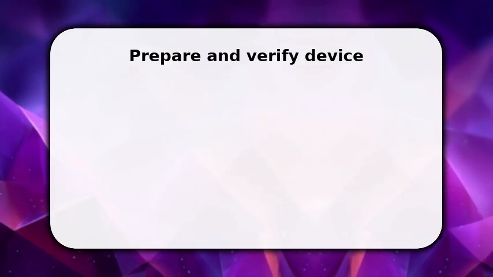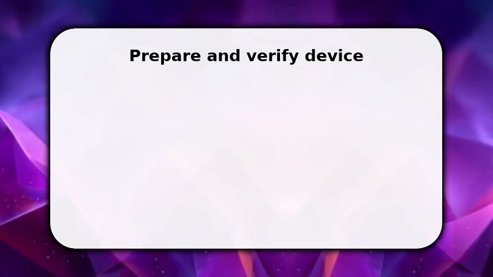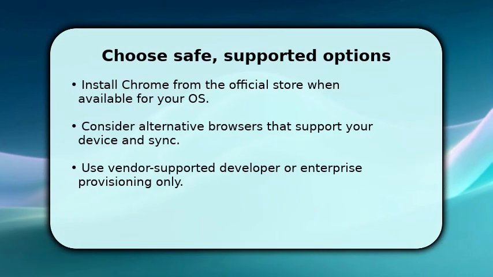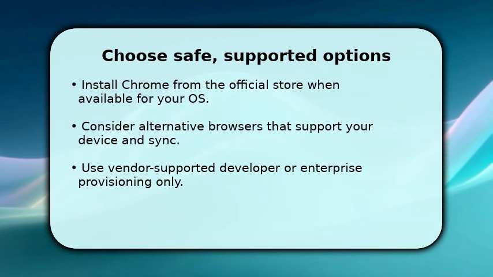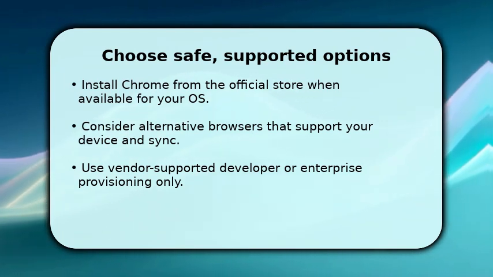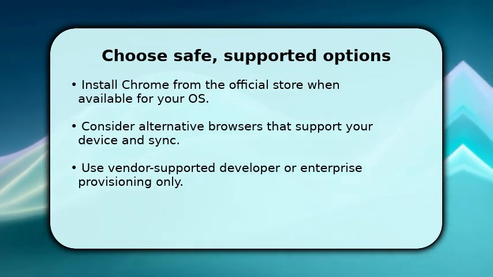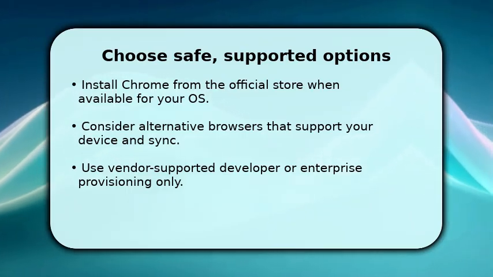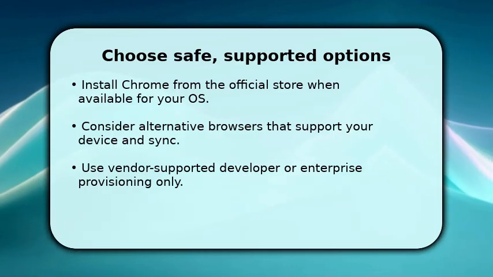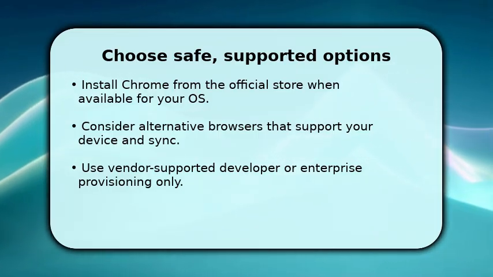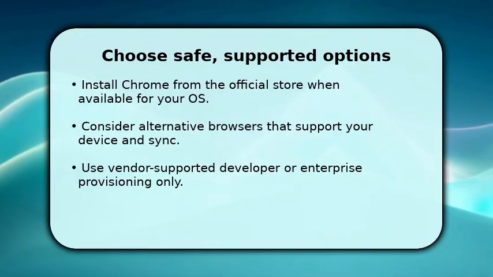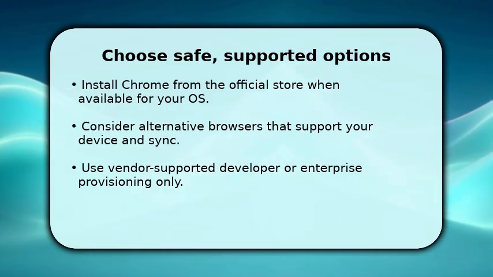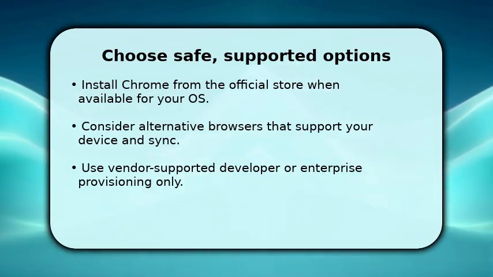If you prefer not to modify system software, use official channels instead. They're safer and supported. Next, pick a path that preserves security. Install Chrome from the official App Store if your OS supports it, or pick a compatible, supported browser that offers the features you need. If you're a developer, use vendor-supported provisioning or enterprise deployment rather than system-level alteration. This avoids the most complex and risky middle steps associated with modifying device firmware, and it keeps sync, updates, and security intact for daily use.